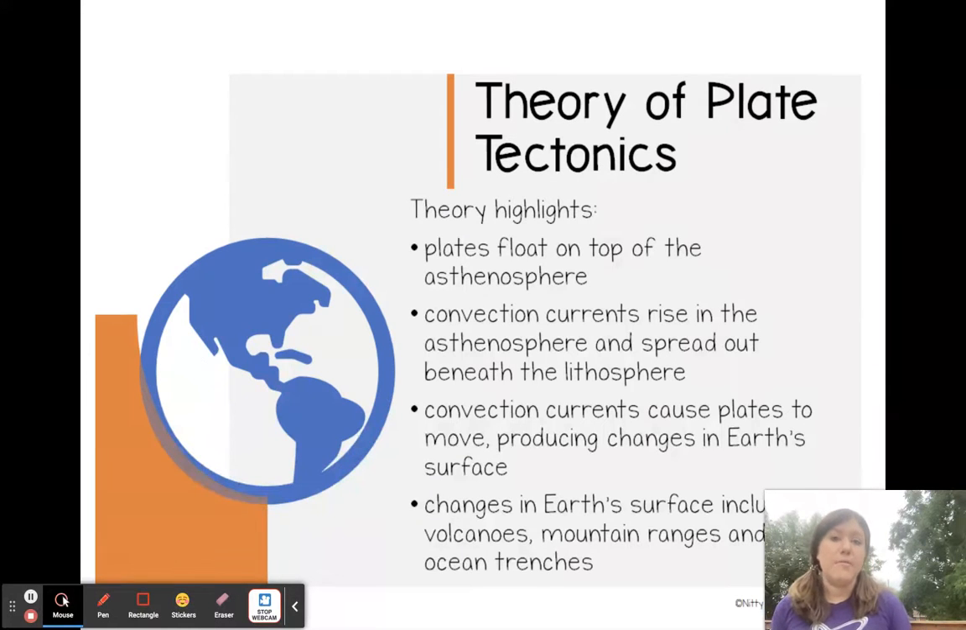So our final theory of plate tectonics, right? This is what the plate tectonic theory is. You have tectonic plates that are floating on top of the asthenosphere, right? So including oceanic crust. Convection currents rise in the asthenosphere, right? Warm material rises and spreads out underneath the lithosphere. Those convection currents cause plates to move, causing changes in Earth's surface. And those changes include volcanoes, mountain ranges, ocean trenches, earthquakes, all of those type of things result in plate tectonic action.